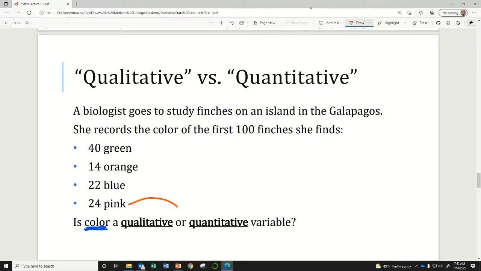This is going to be a qualitative variable because remember, qualitative means the same thing as categorical. And what we're doing when we find a finch is we're placing that finch into a category. And the category is the color of the finch. And so this is not quantitative because, well, you'll see an example of quantitative in a moment. But this is an example of categorical or qualitative.